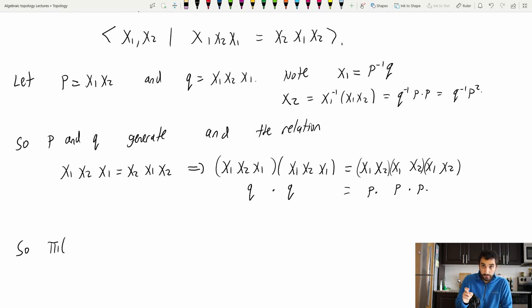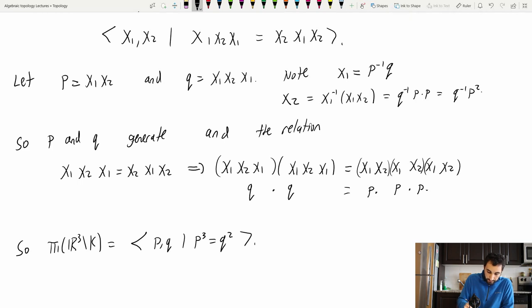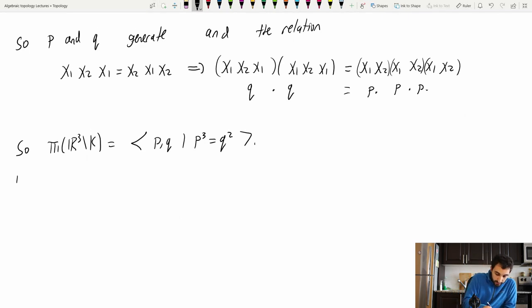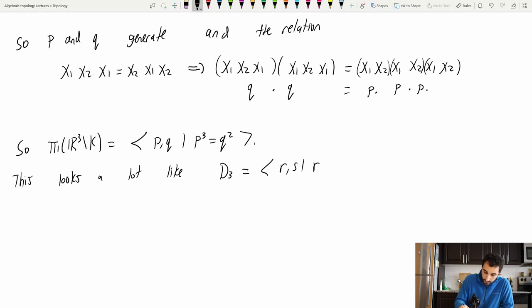And so, in the end of all this, we have the presentation which is going to be most useful to us. Pi 1 of R3 minus this knot here is generated by P and Q, so that P cubed is equal to Q squared. And why this is helpful for us is because this looks a lot like the dihedral group D3, which is R and S, so that R cubed equals 1, is equal to S squared, is equal to 1, and RS is equal to SR squared.